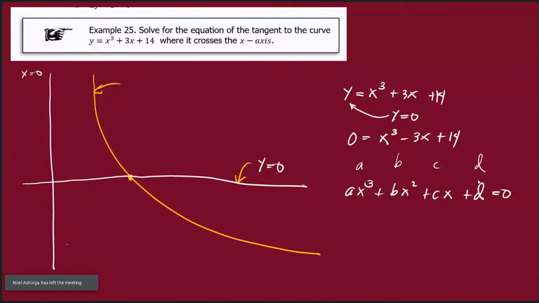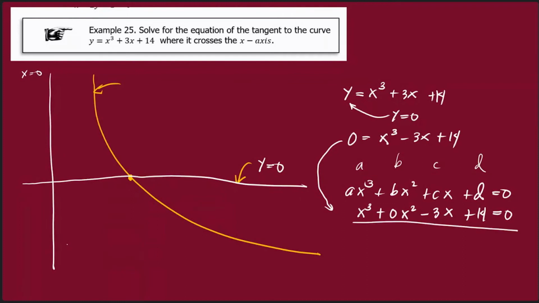Okay, so before you can use your calculator, you have to rearrange this one. 0 is equal to x cubed minus 3x plus 14. Let's rearrange it here. This should be equal to x cubed. It has no second degree term, so we put plus 0x squared, and then minus 3x. And of course, the 14 plus 14. This is equal to 0. So this is your working equation.